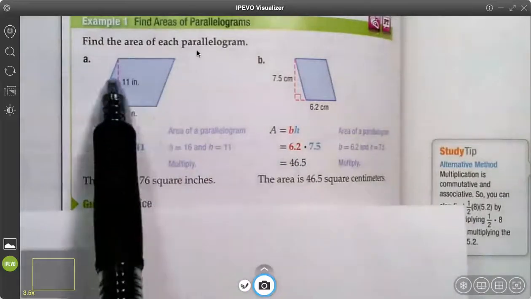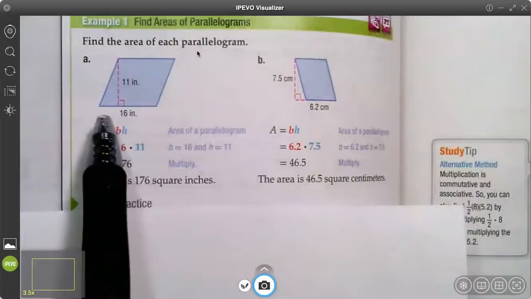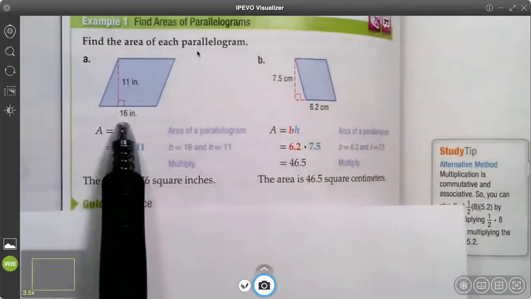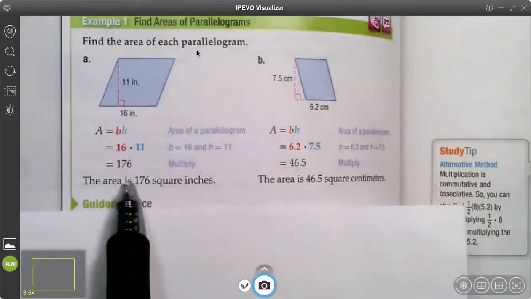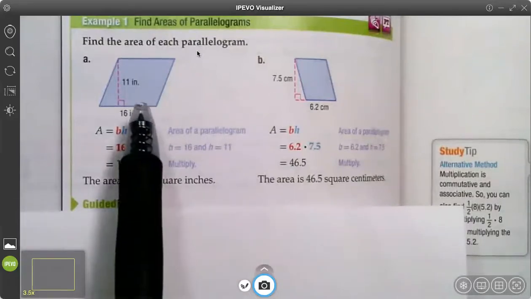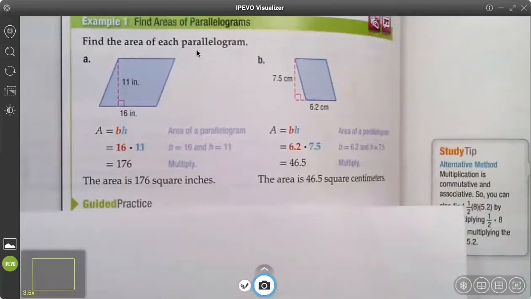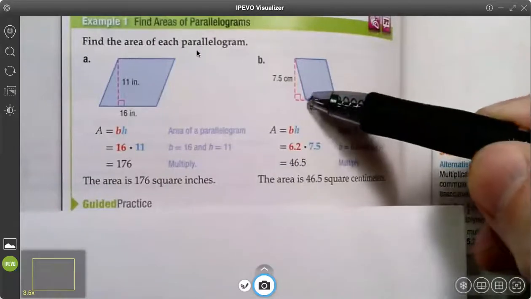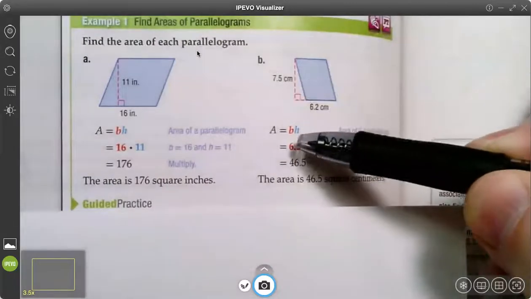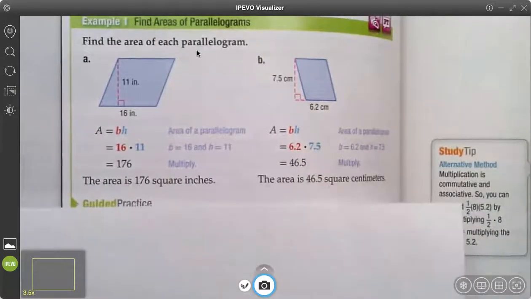Area is how much space all this shaded in blue takes up. So again, the formula is base times height. So it's as simple in this one as 16 times 11. 16 times 11 gives us 136 square inches. Answers to area problems are always squared. On B, my base is 6.2, my height is 7.5. You multiply those together, your answer is 46.5 square centimeters.